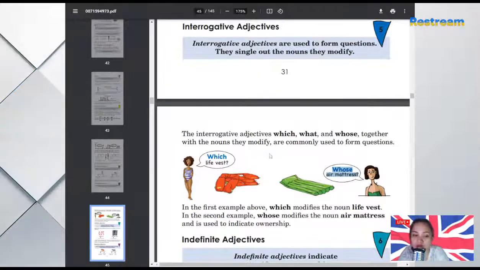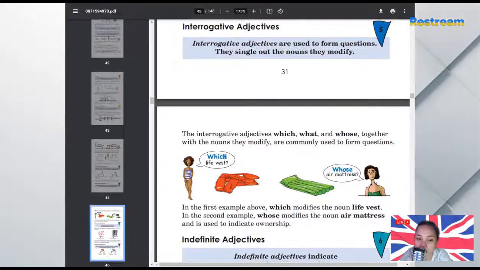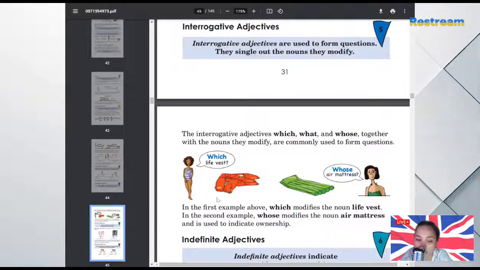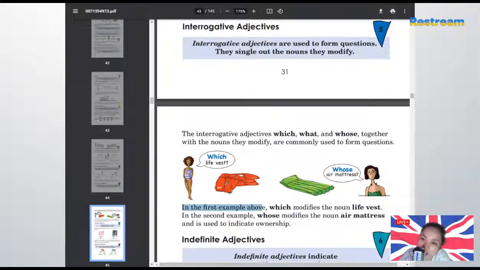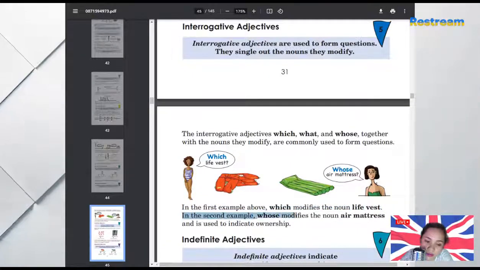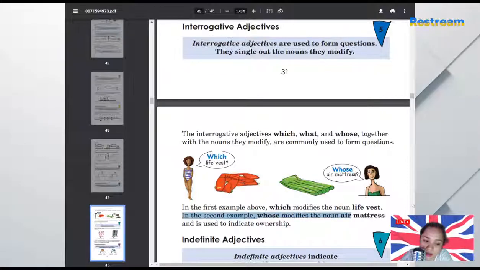So here we use the which and the whose. In this first example above, which modifies the noun life vest. In the second example, whose modifies the noun air mattress, and is used to indicate ownership.